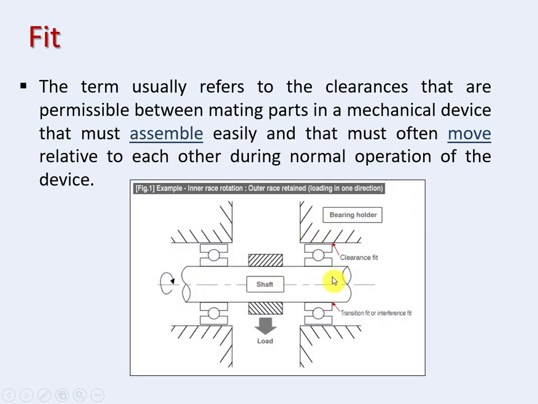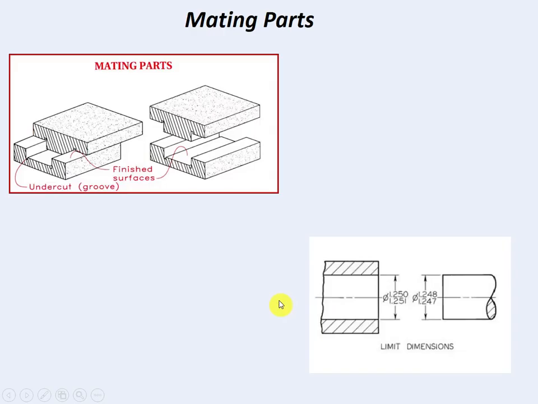I see in this example we have a shaft, we have a load on the shaft going inside a bearing, and the bearing fits to the body of the part or the bearing holder. So between the bearing and the holder there is some clearance. Between the shaft and the bearing, sometimes clearance, sometimes interference. So transition and so on. I will explain everything later on, guys.